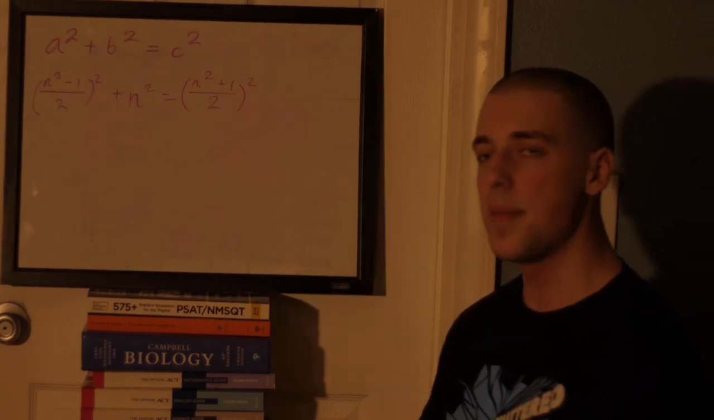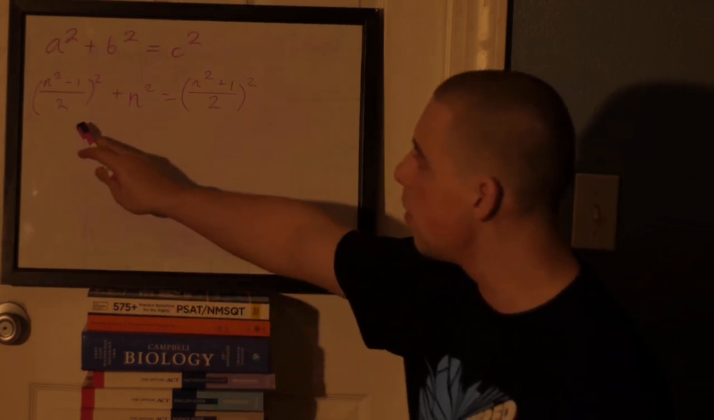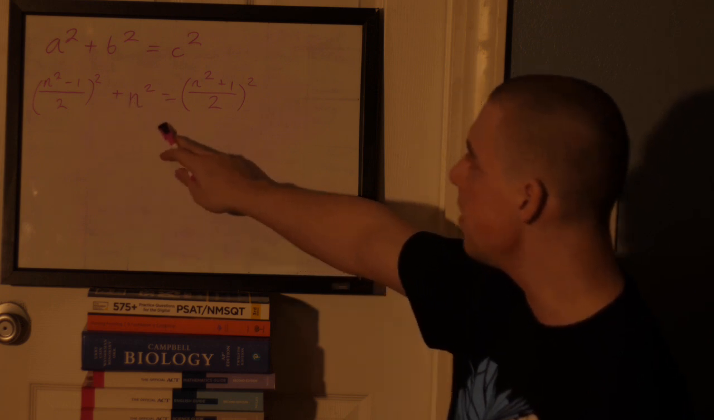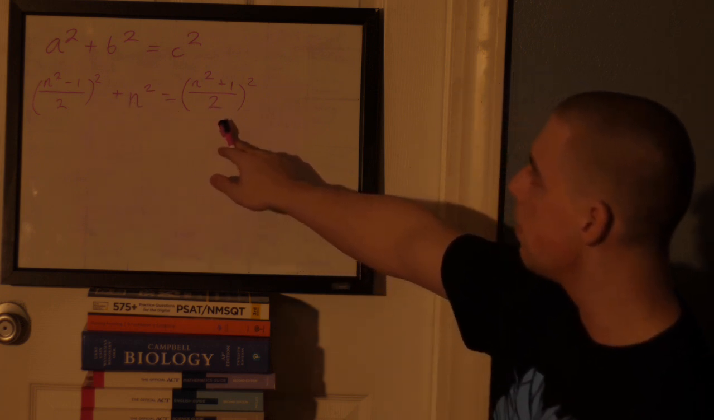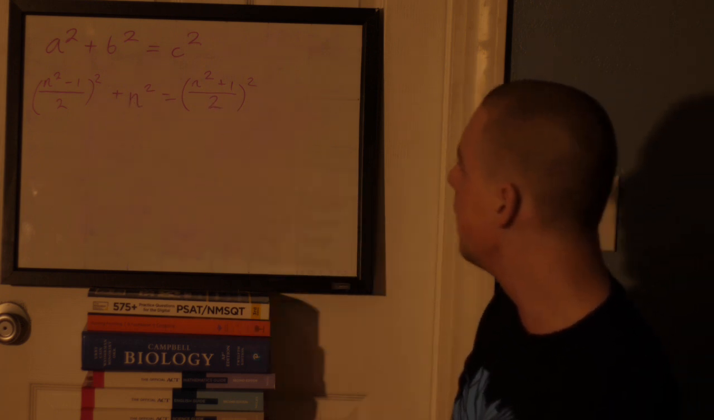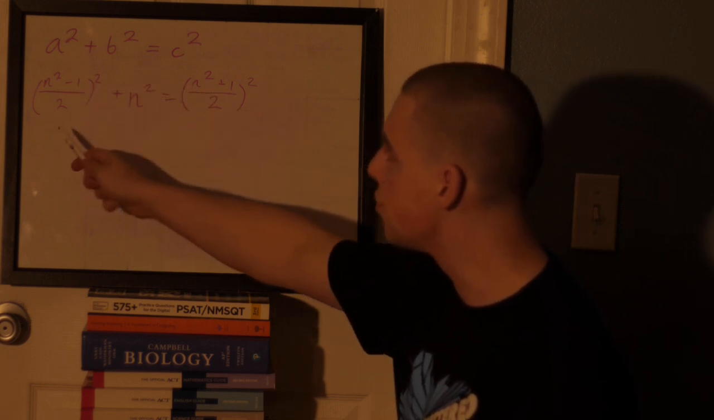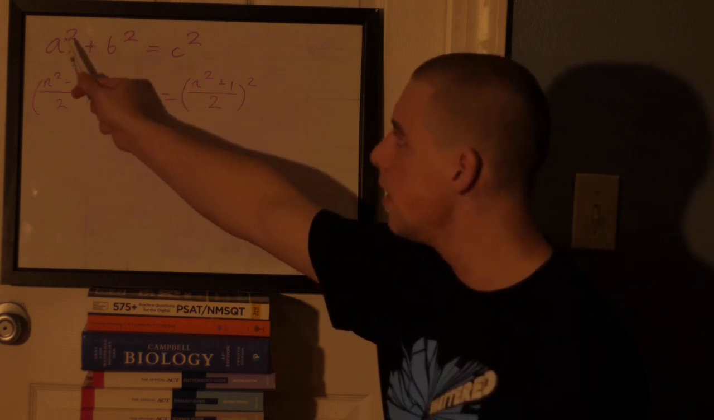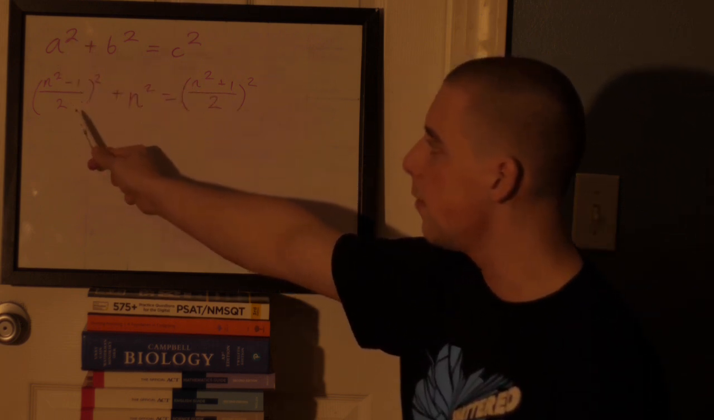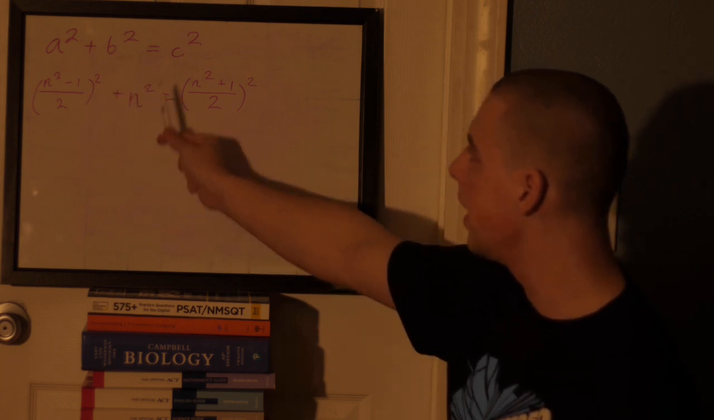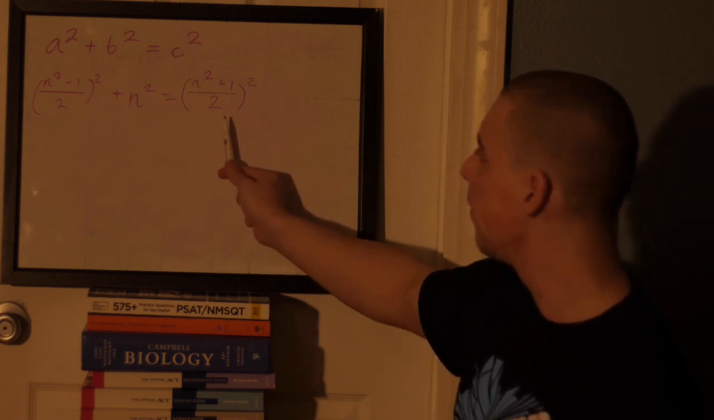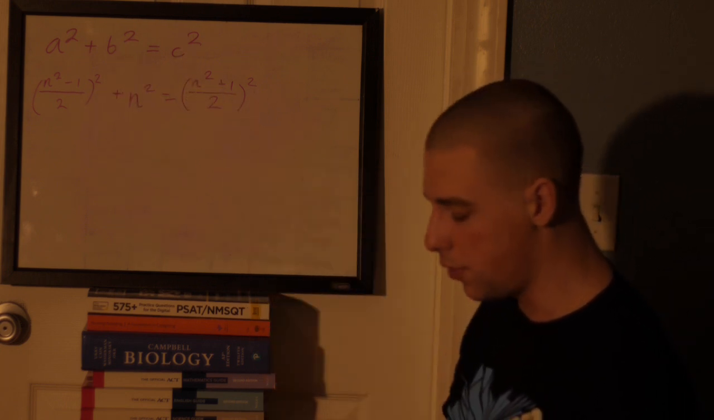So now the final step is to prove that ((n squared minus 1) over 2) squared plus n squared will always be ((n squared plus 1) over 2) squared. And this comes from the Pythagorean theorem. We're just substituting the legs in. We're substituting a for one leg, b for our other leg, and c for the hypotenuse of our new triangle.